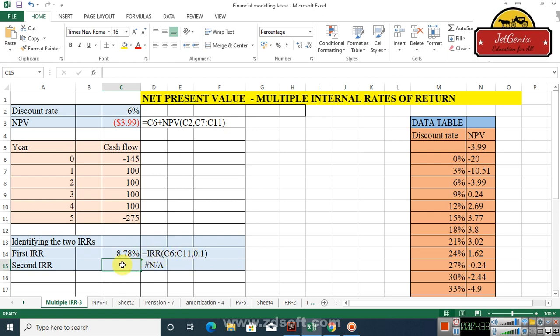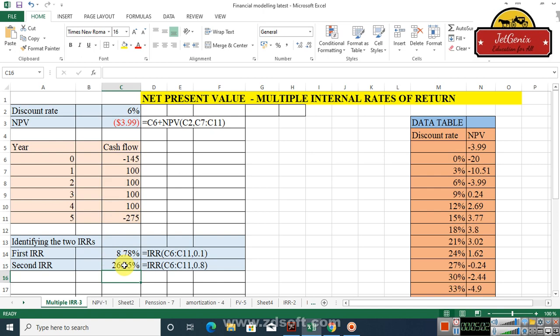Here I'm going to calculate the second IRR. So IRR, double click, now select the values, comma, and after the comma 0.5. I will just write the 8 and press enter. You see, I have the second IRR. So I have calculated both the IRRs.